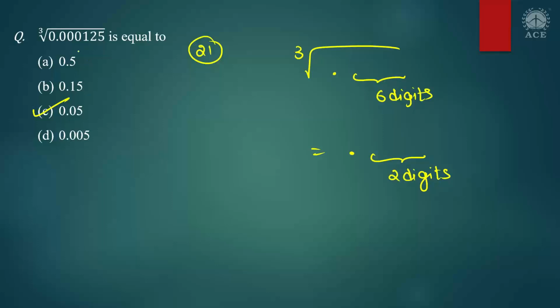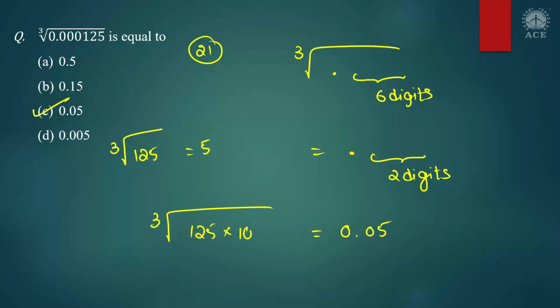Cube root of 125 is anyhow 5, I know. So with 2 digits after the dot, it means 0.05. Or you can put this as 125 into 10 power minus 6, which is nothing but 5 into 10 power minus 2. Instead of that, we are giving you a simple shortcut. For cube root, with 6 digits after the dot, we'll get only 2 digits.